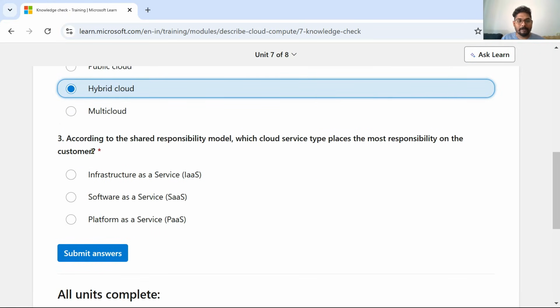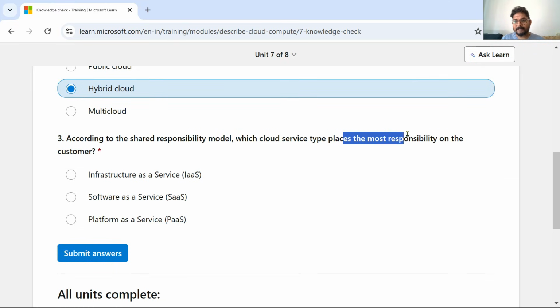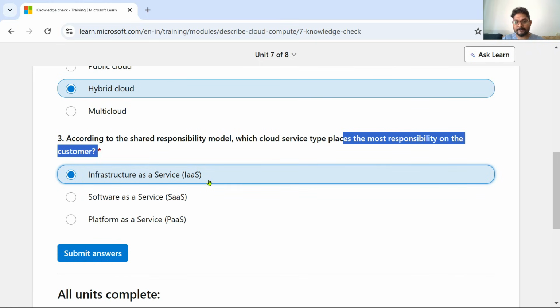Okay. According to the shared responsibility model, which cloud service type places the most responsibility on the customer? So there are three service types: IaaS, SaaS, PaaS, right? When you compare this, maximum responsibility, there was a table if you remember. So the maximum responsibility is when you take IaaS, that means infrastructure as a service. When you take it, you get maximum. The lowest, what is the lowest? Software as a service, you have the lowest responsibility. Platform as a service, medium responsibilities. Okay. So this is the answer.